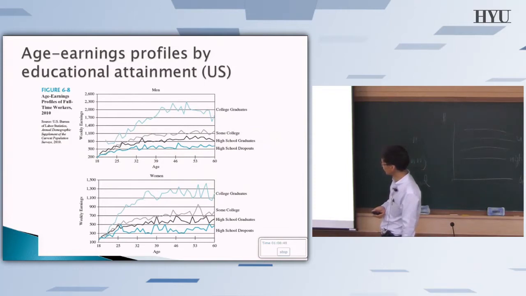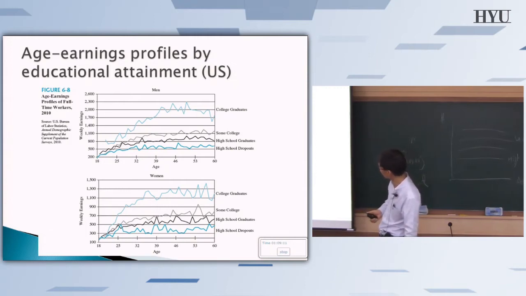In the US, this is for men and this is for women. And as you can see, the US is similar. The men are actually much steeper than women. Is it a similar picture? Yeah, in a sense. For women it is much more flat, and men are much steeper.